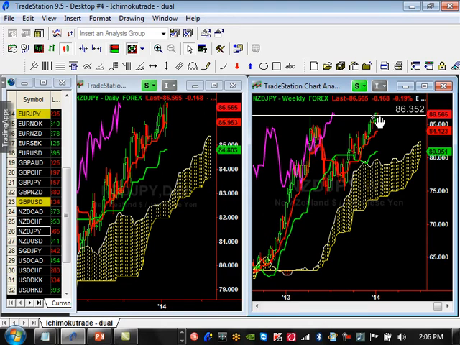86.35 is the resistance level. You want it to sit there and keep on going higher. Support on this guy is going to be about 84.80, and then the next one's going to be about 80.95.